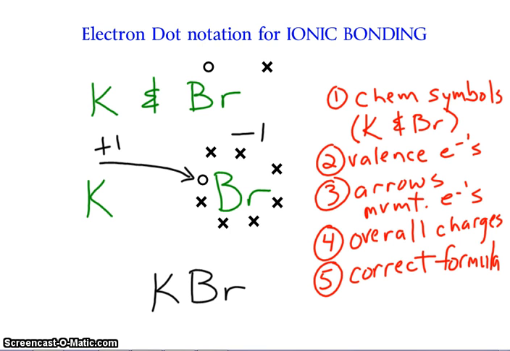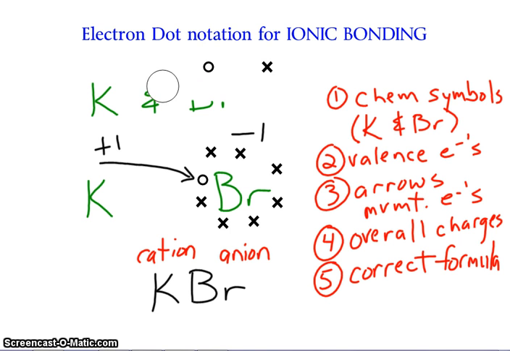In the correct formula, the cation, the metal, always comes first. And the anion always comes second. So we would not write this BrK. We would always write it KBr.